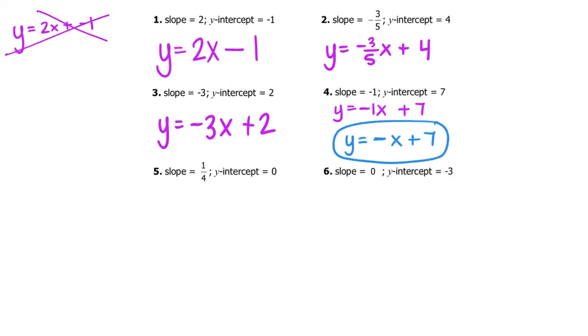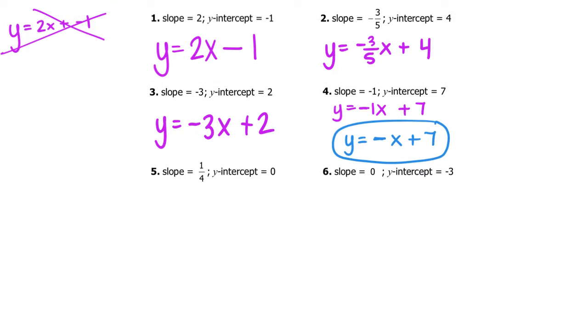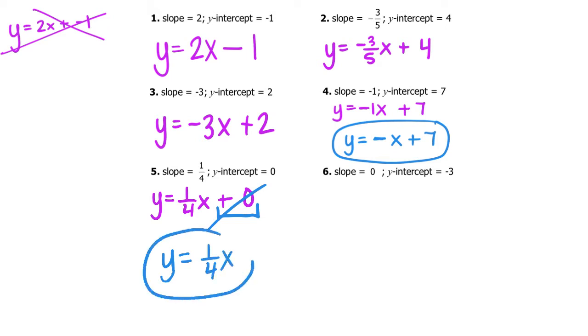Okay, and then the last two here. So this one has something kind of weird going on as well. We're going to start off like this. y equals 1/4x. And we'll put +0 for right now. We've talked about this before as well. When your y-intercept is 0, you don't need to write it. It's just not necessary. So the best way to write it would be y equals 1/4x, and we're just going to leave it alone.